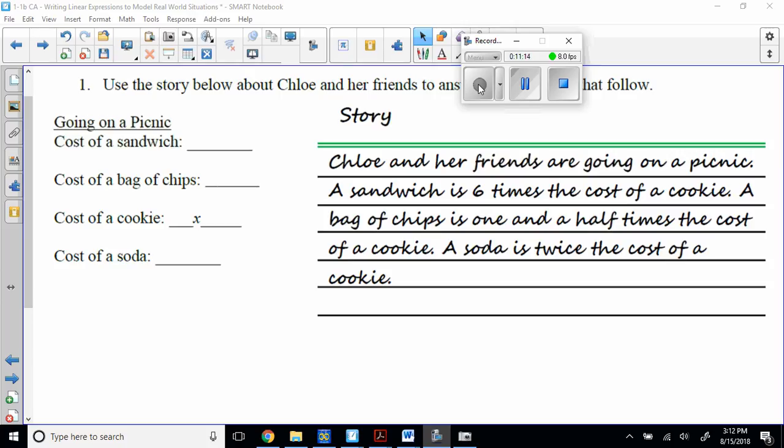Now, a sandwich is 6 times the cost of a cookie. So what do I do right here? X by 6, which gives me what? 6X, right? Any questions? All right, now, a bag of chips is 1.5 times the cost of a cookie. 1.5 what? Good.